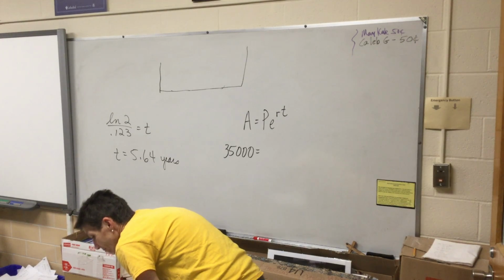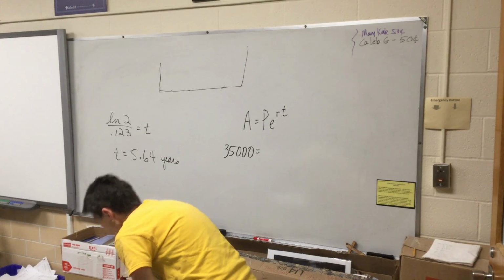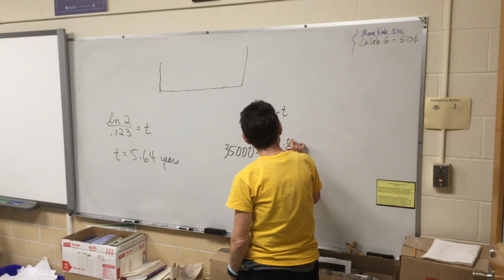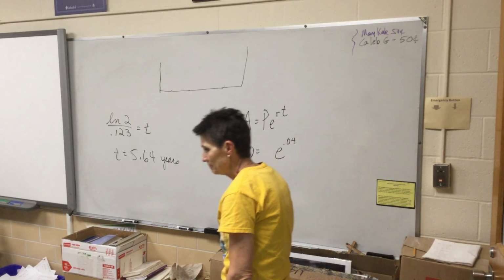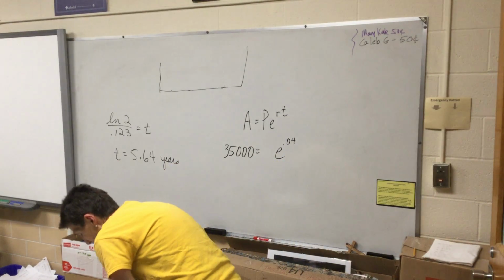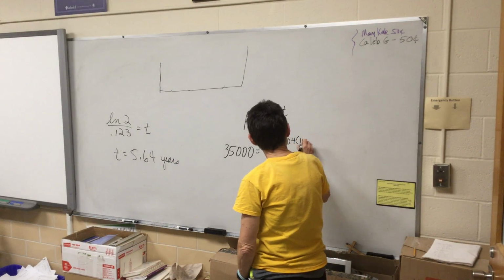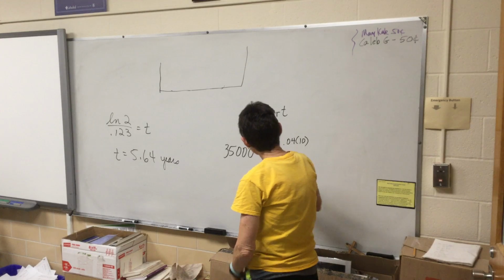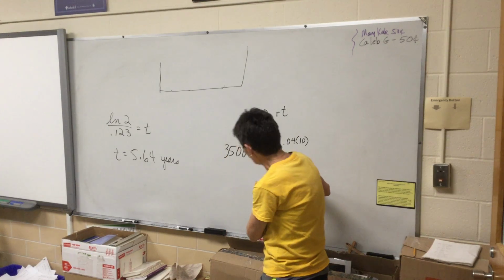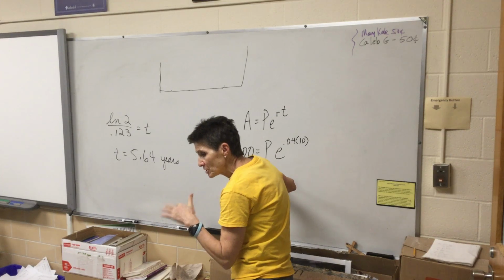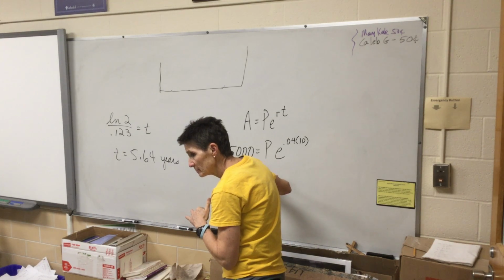With the 4%, you turn that into a decimal and you put that into R. 10 for T. And remember, E is not a variable. Isn't P my variable this time? How much do I have to start with?